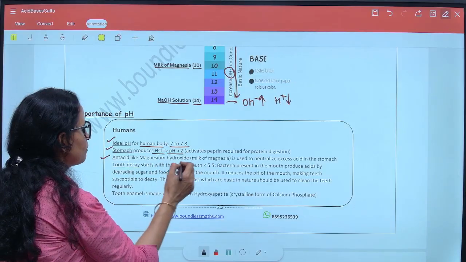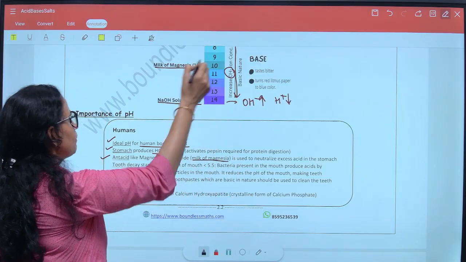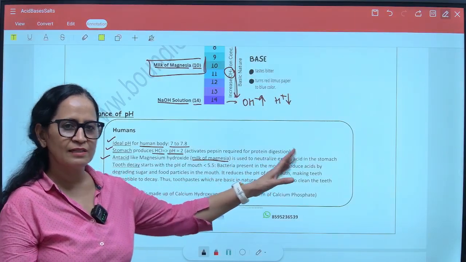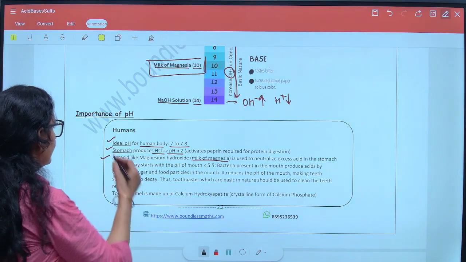Antacids like magnesium hydroxide, milk of magnesia, it is one of the major components of antacids. It is used to neutralize excess acid in the stomach, right? Now, tooth decay.